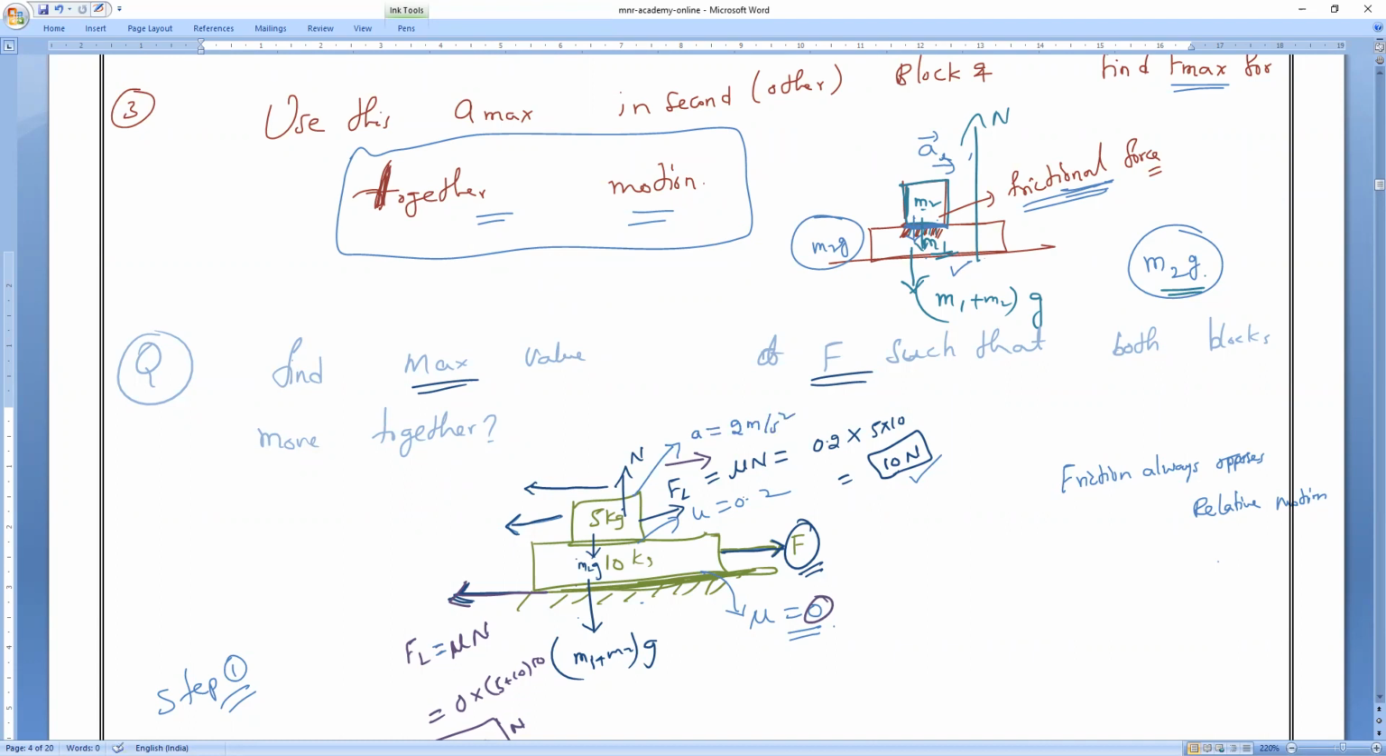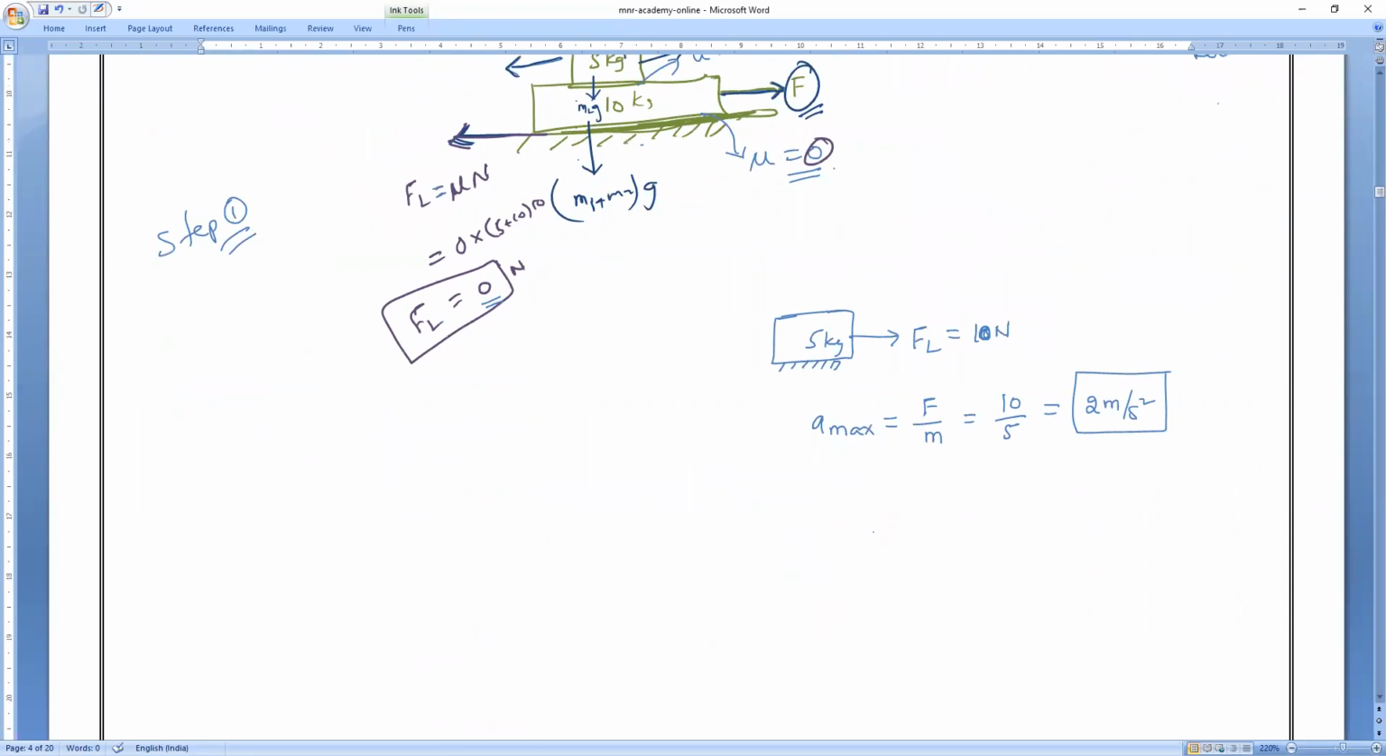Then what is the third step? Read: use the same acceleration in the second block, and find the F maximum for both together. Am I right or wrong? Yes, that is the third step. Now observe very carefully. I apply the force F to the first body, and I have to apply the same acceleration as the second body. The second body's acceleration must be applied to the first body. Read the third point.